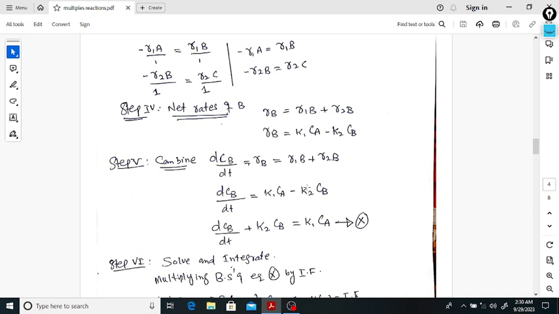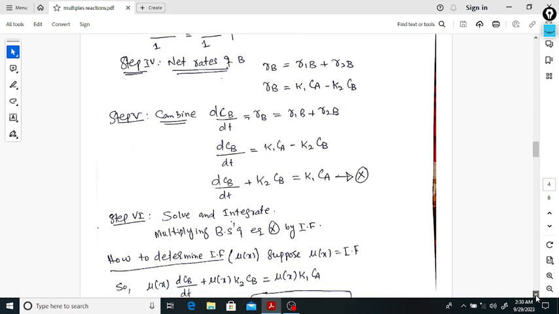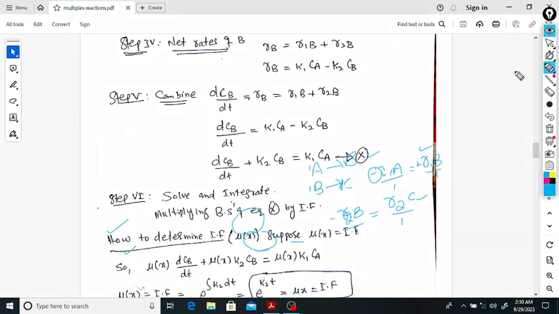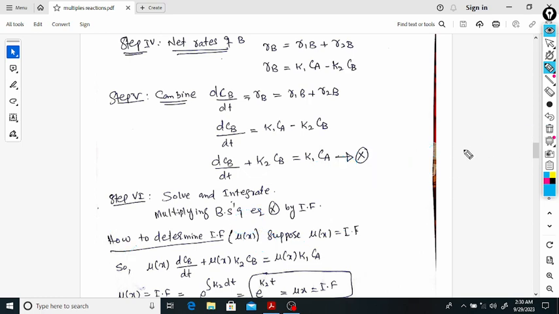Simplifying this, the K2CB term goes to the other side, so dCB/dt plus K2CB is equal to K1CA. Now solve this equation, number x. To solve it and integrate, we will multiply both sides of equation x by an integration factor, because this type of differential equation can usually be solved by using an integration factor.